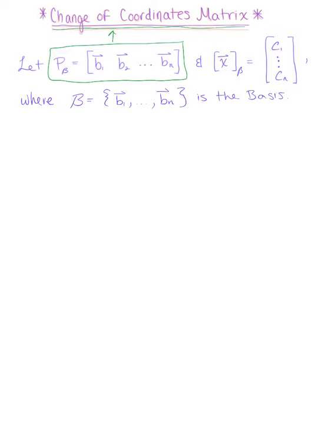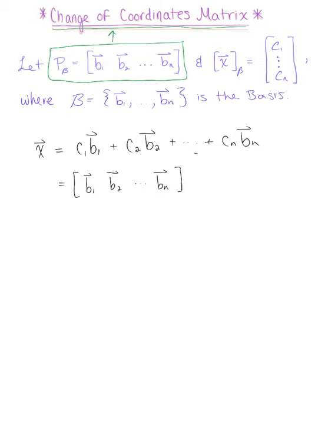So we can use this to rewrite that vector equation. We know by definition of the coordinates of vector x relative to B that these scalars come from the vector equation c sub 1 times vector b sub 1 plus c sub 2 times vector b sub 2 all the way to c sub n times vector b sub n. And we know that this vector equation is equivalent to the matrix equation, where we have the matrix with column vectors b sub 1, b sub 2, all the way to b sub n, multiplied by the column vector with components c sub 1, c sub 2, all the way to c sub n. And so these are two equivalent forms.